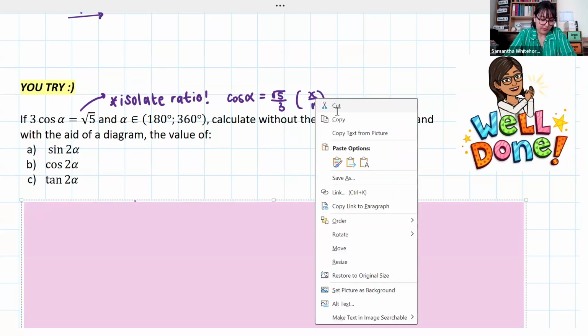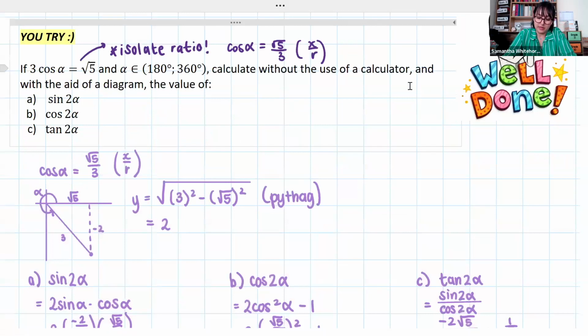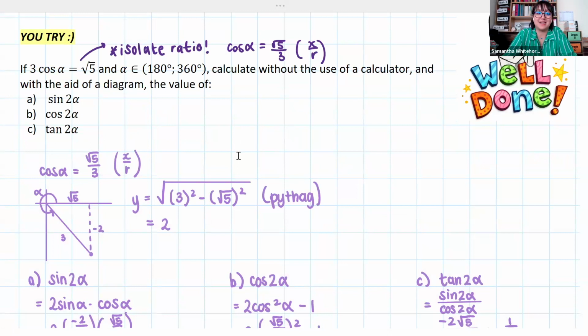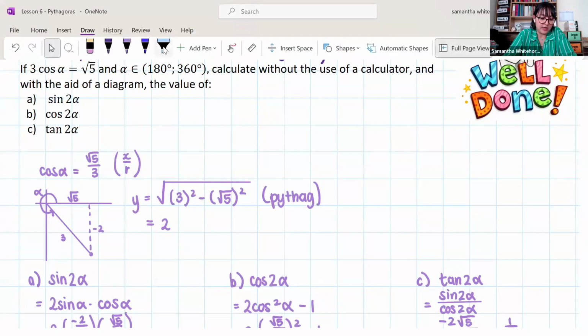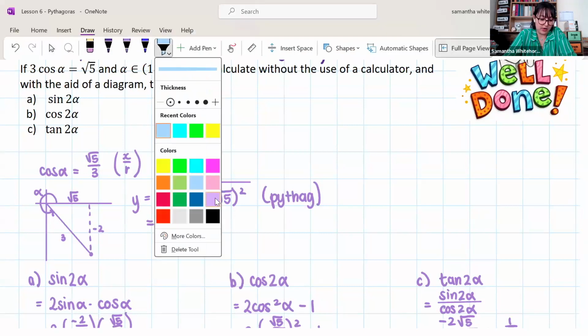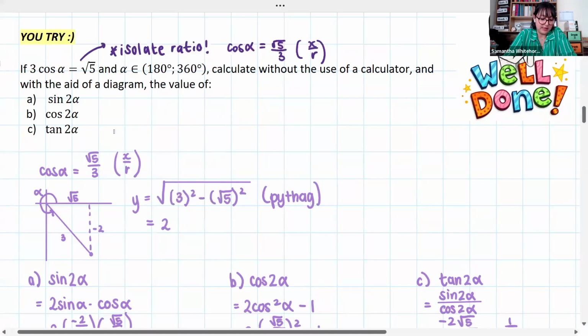Alrighty, so if we have a look at the first one, just remember what we need to start off with is figuring out our diagram and then working out the missing side length that we won't know. In this case, because we had cos, we had the x and we had the r. So x was √5, r was 3, and then using Pythagoras, you could work out what your y coordinate was, or what your opposite side length was. Now remember, like I said to you, you have to isolate the ratio first in order to figure out what it is that you have going on. So this is my ratio isolated.